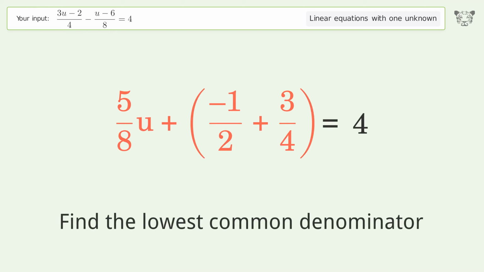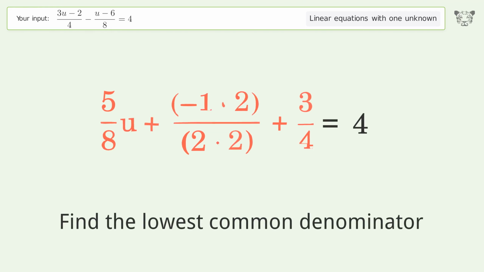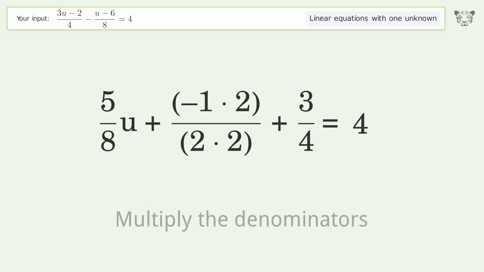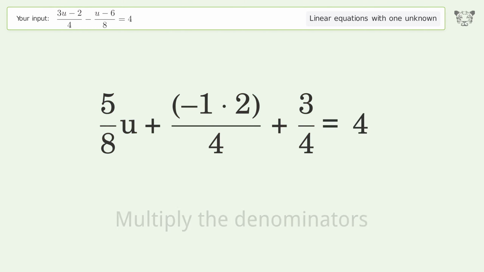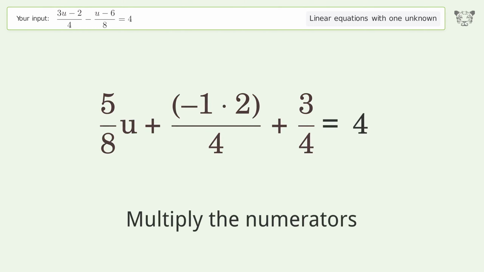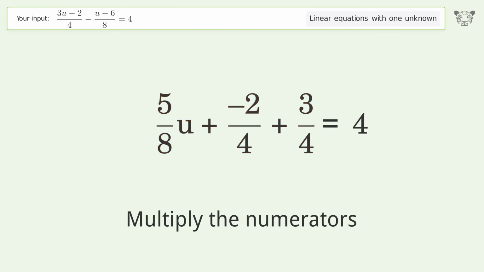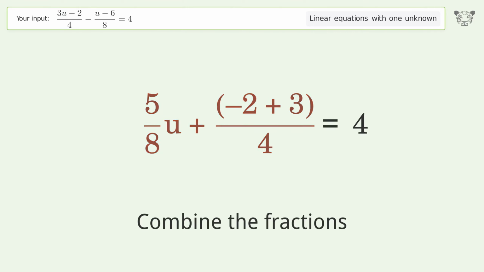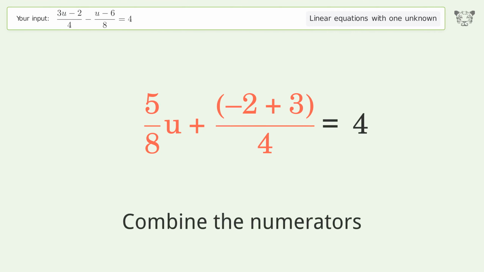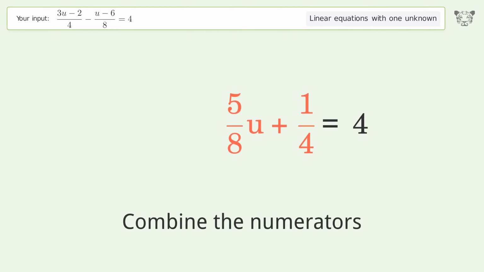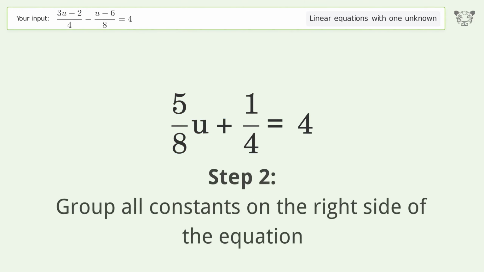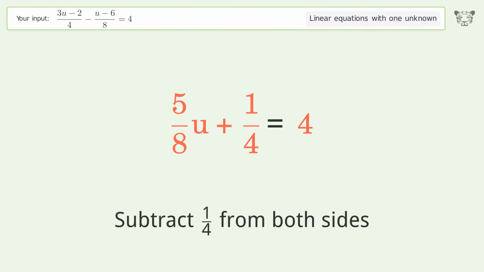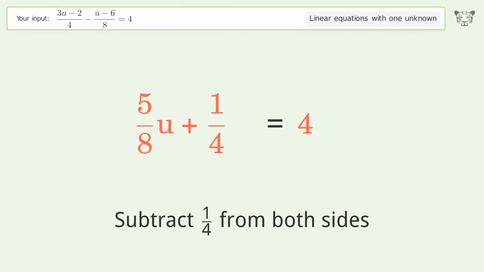Find the lowest common denominator. Multiply the denominators. Multiply the numerators. Combine the fractions. Combine the numerators. Group all constants on the right side of the equation. Subtract 1/4 from both sides.